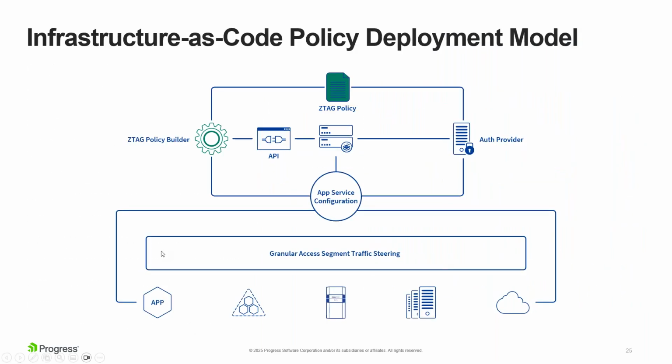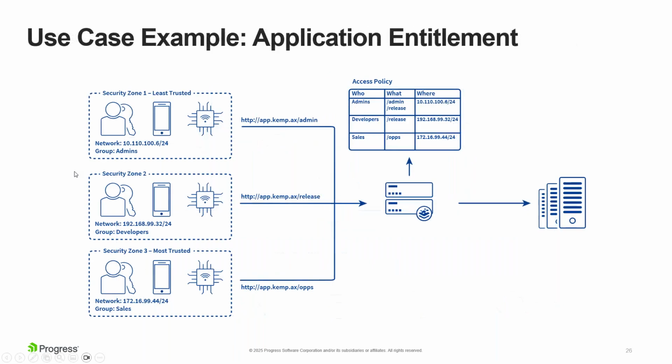So here is, for example, one idea how we can use the ZTAG builder to enforce a certain security policy to your environment through the load balancer. So there's one example. I have certain network groups, so zone 1 and 2 and 3. They come all from different ranges, right? These are all private ranges. They have different groups, so these are admins, these are developers, these are sales.